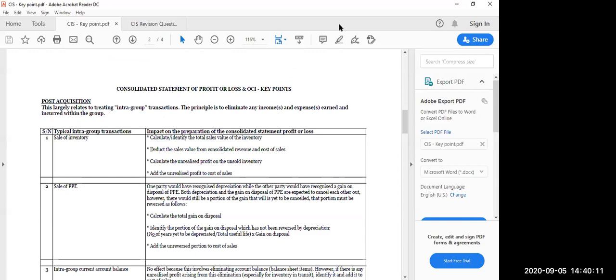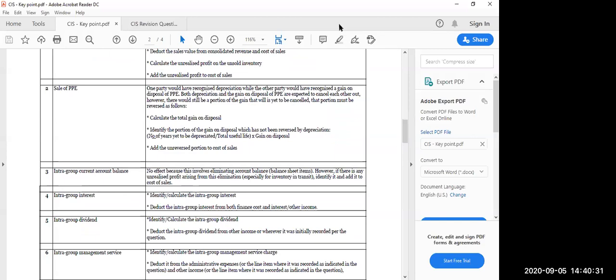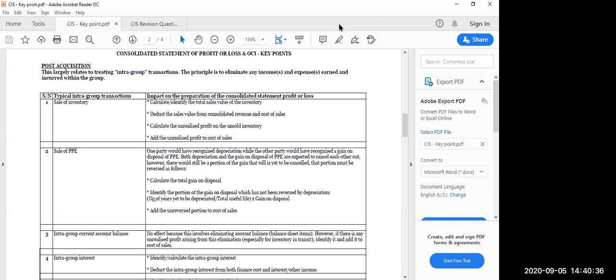So aside from the at acquisition, the next is post-acquisition. Post-acquisition relates majorly to intra-group transactions. And here, we have how each of these typical intra-group transactions would affect profit or loss. The bottom line and the principle is that one party would have recognized income, another party would have recognized an expense. So our responsibility is to fish out the income and the expense and eliminate both of them from the consolidated income statement at any point in time.